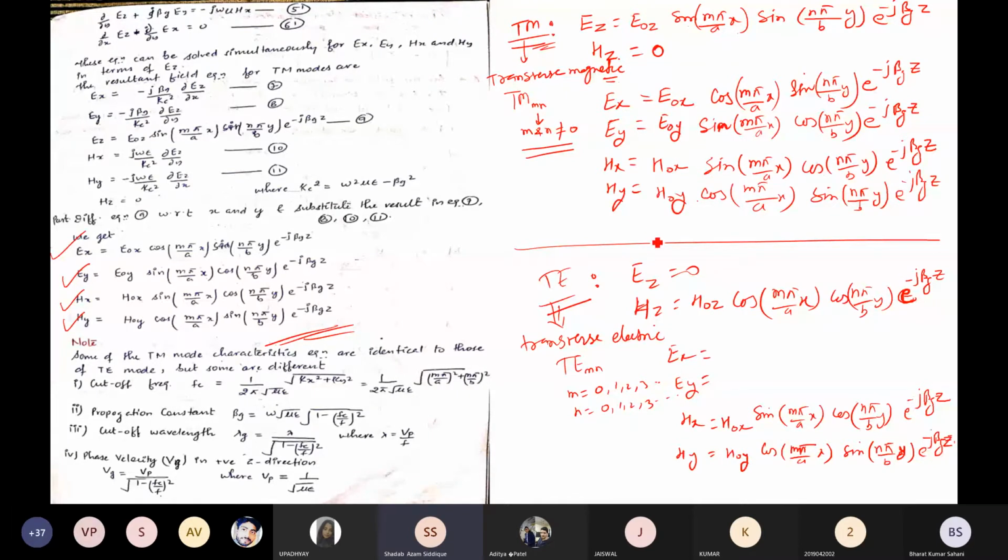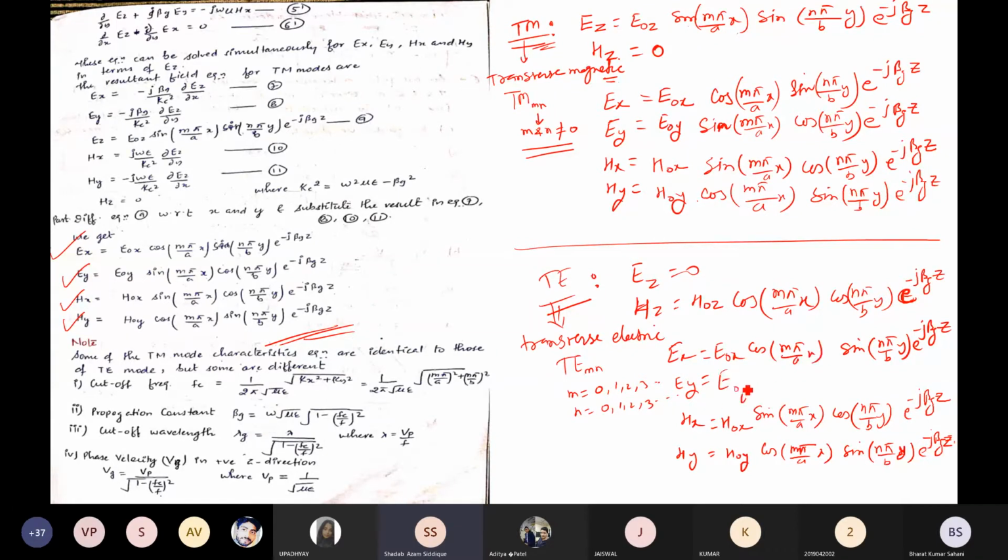If you write for Ex, similarly we have Ex, we cannot proceed with the Ez, we can proceed with the Hz component, because all the field energy will be carried out by this one, Hz. So we'll take from Hz. So Ex, I'm writing what? Just take the opposite of this one, x component, opposite, y will be differentiated. So this will be sine n pi by b into y e to the power minus j beta g into z, and that will be written as it is, E naught x cos m pi by a into x.